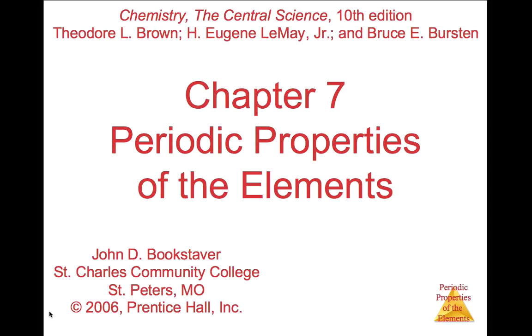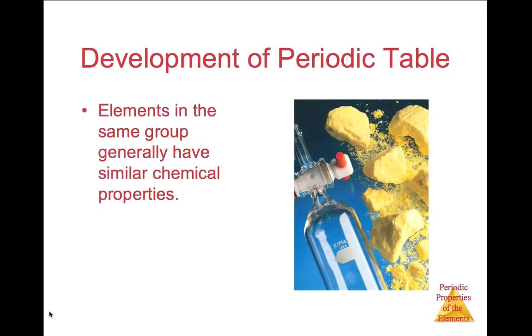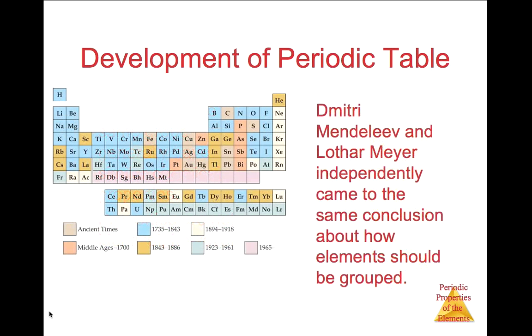Welcome to Chapter 7, Periodic Properties of the Elements. The elements in the same group generally have similar chemical properties. Properties are not identical, however. One of the main reasons elements in the same group generally have similar chemical properties is because the elements have the same outer electron configuration, and thus all of Chapter 6, and why we describe where the elements probably are.